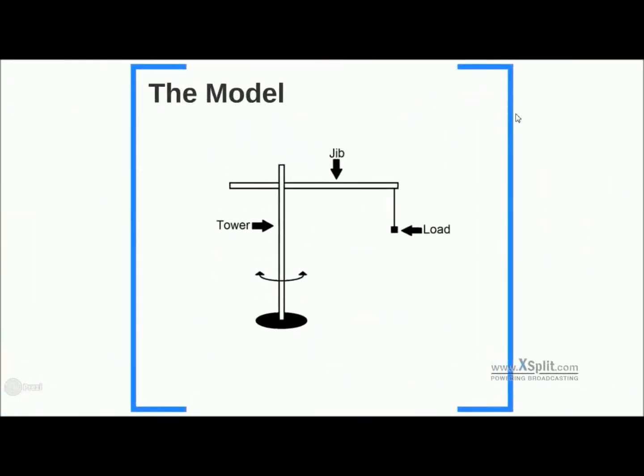Our model for this project is a crane with three basic components: a tower, a jib, and a suspended load. The tower rotates the load around its pivot, and we have to reduce the error and overshoot in the system.